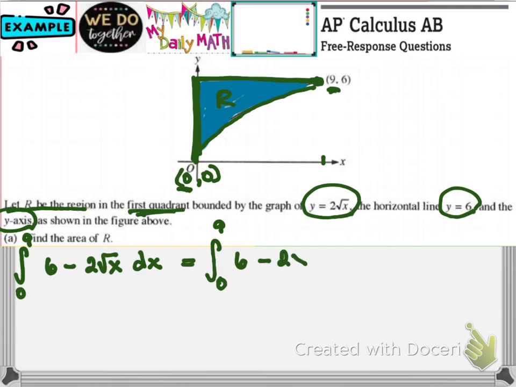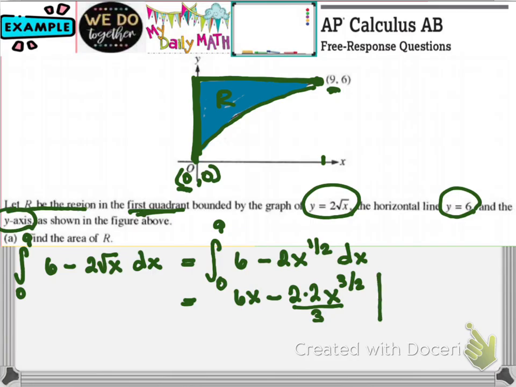Minus 2x to the 1/2. This is so much easier to integrate compared to the square root of x. Now we can integrate. The integral of 6 is 6x. And then for the second term, it will be x to the 3/2 times 2/3. That's the same thing as x to the 3/2 divided by 3/2.